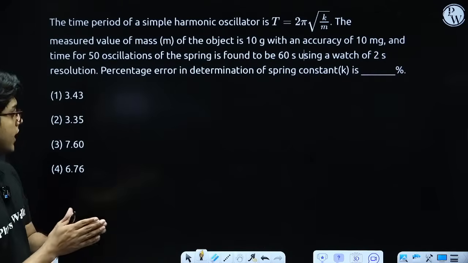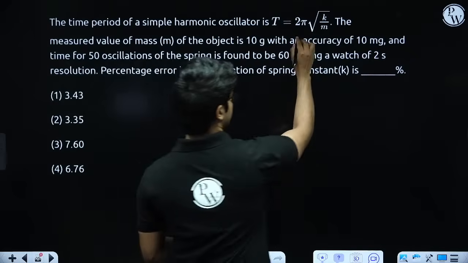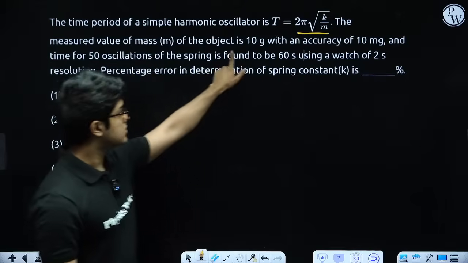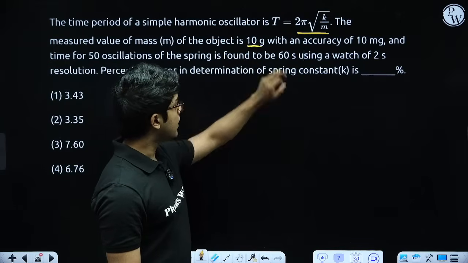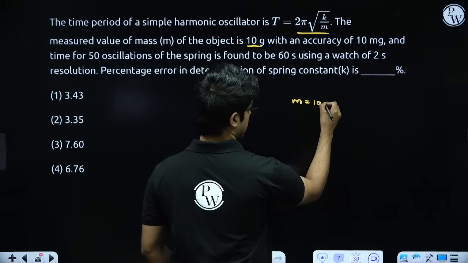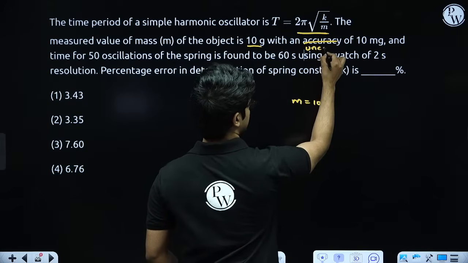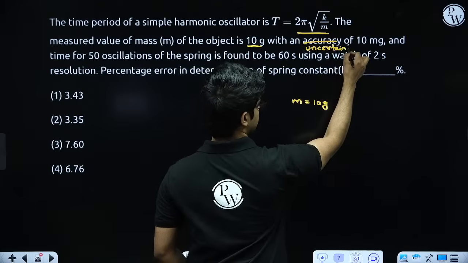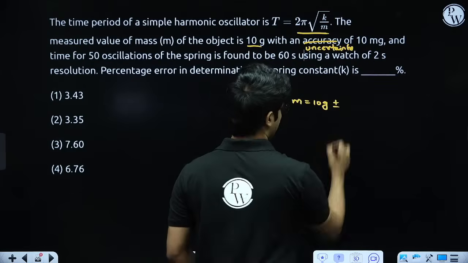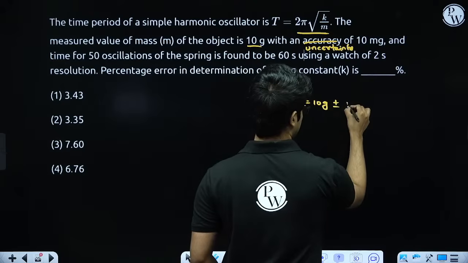Okay, so now we have the time period of a simple harmonic oscillator. This is given to be 2π√(m/k). The measured value of the mass of the object is 10 grams. So the mass of the object is 10 grams with an uncertainty, or error, of 10 mg. So 10 grams plus or minus 10 mg.